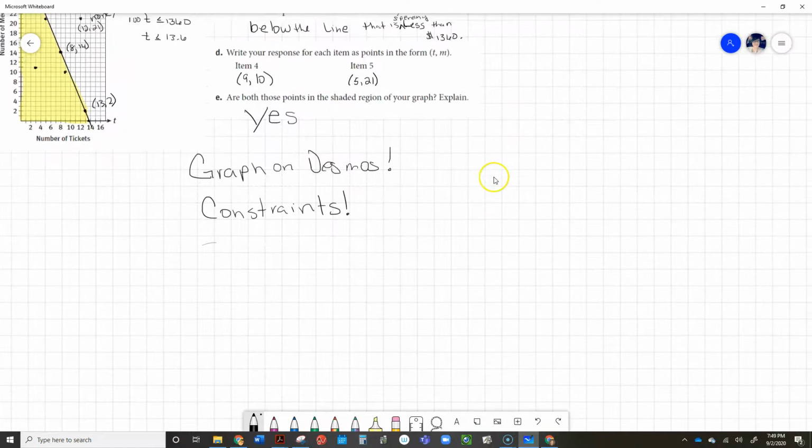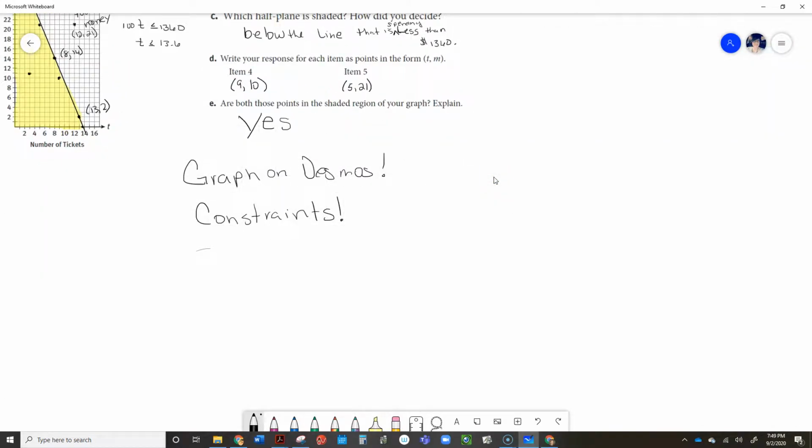Okay. So a constraint right here, what a constraint is, it's a mathematical... good grief, I've got a gnat flying around my head.